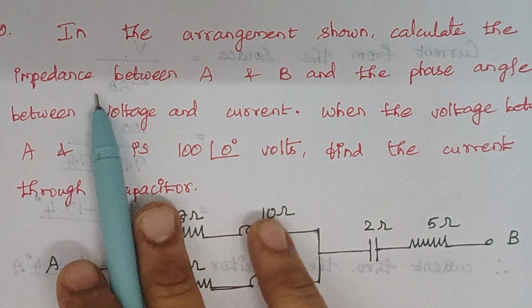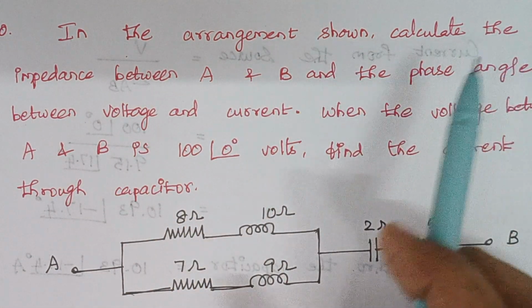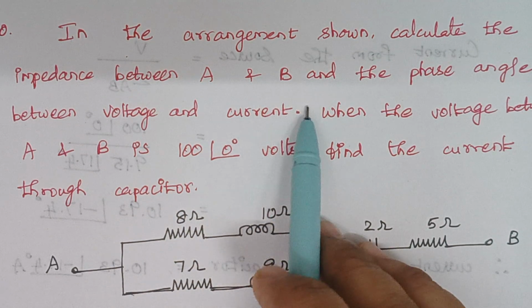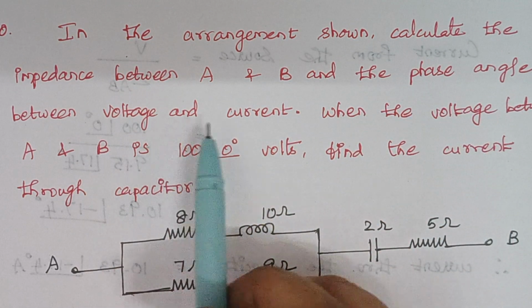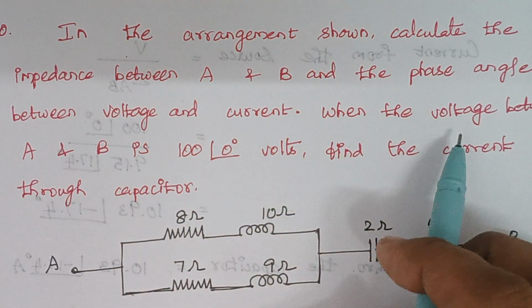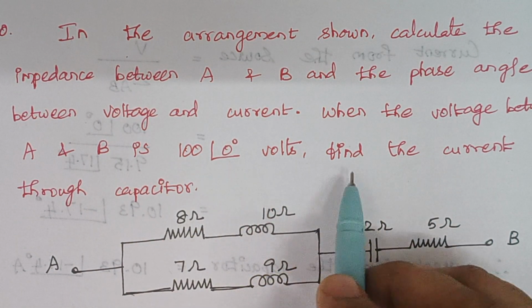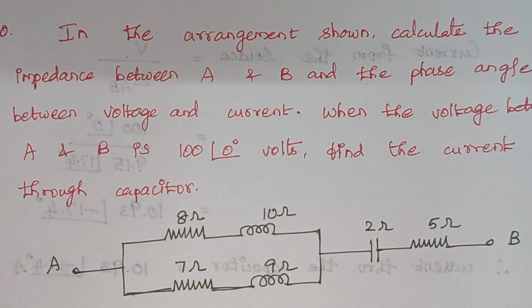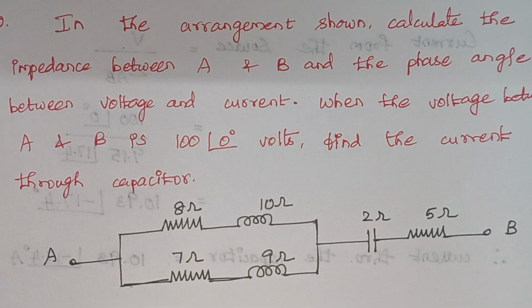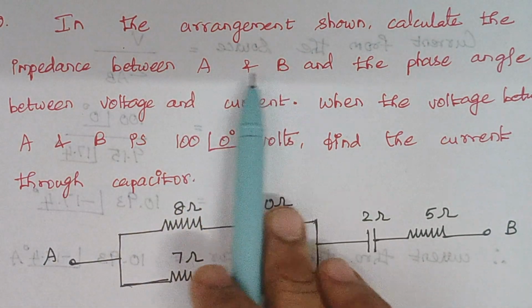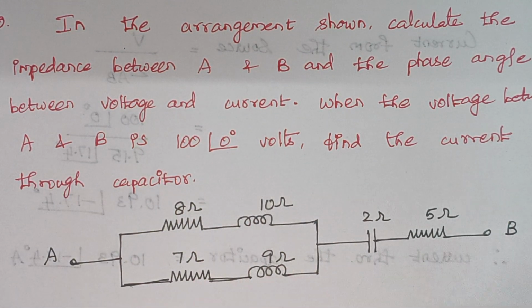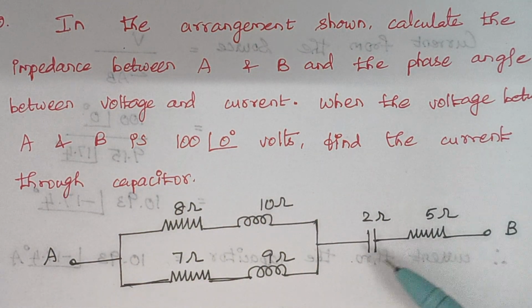So the problem is: in the arrangement shown, calculate the impedance between A and B and the phase angle between voltage and current, when the voltage between A and B is 100 with an angle of 0 degree volts, and find the current through the capacitor. So here this is our given problem, right? So again we need to calculate the impedance between A and B, and the value of the voltage is given. Again we need to calculate the current flowing through this capacitor also.